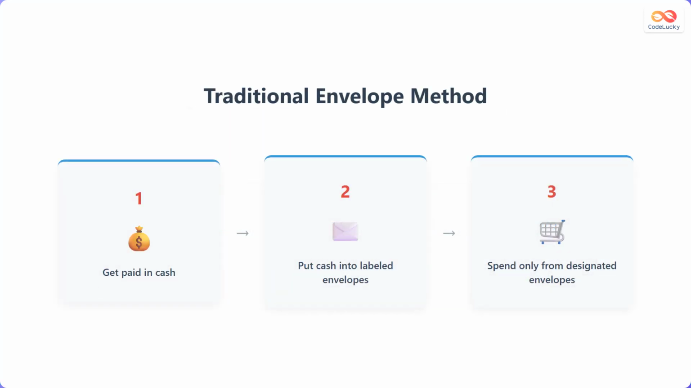The traditional envelope method follows 3 simple steps. First, you receive your paycheck in cash. Second, you divide this cash into labeled envelopes for each spending category such as rent, food, transportation, and entertainment. Third, you spend money only from the appropriate envelope for each purchase. When an envelope is empty, you're done spending in that category until the next payday. This creates natural spending limits and forces you to prioritize your purchases.